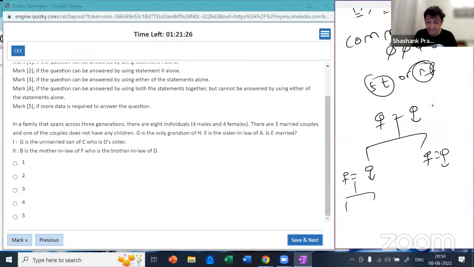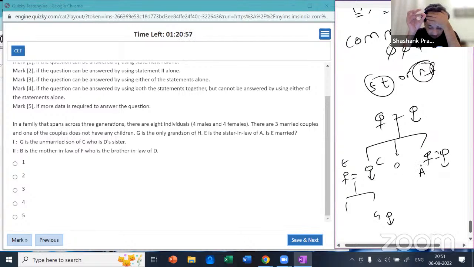G is the only grandson of H. So some H, G is the only grandson of H, let's say. E is the sister-in-law of A. Okay. G is the unmarried son of C, who is D's sister. अच्छा, तो यहाँ पे I have got, तो यहाँ पे D हो सकता है. नहीं, something I have messed up.